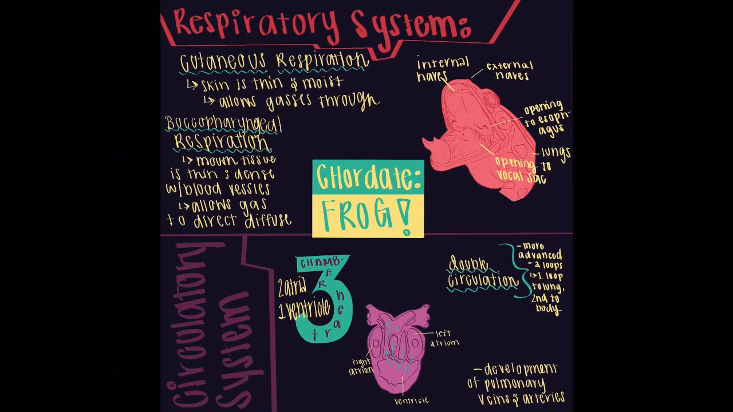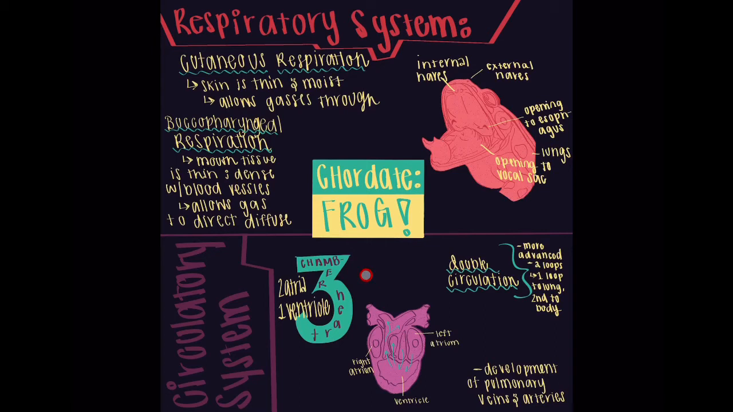Next up, chordates. I chose the amphibian frog. They also, as well as previous animals, use cutaneous respiration to obtain oxygen through their skin. However, they also use buccal respiration. So the mouth tissue is thin and dense with blood vessels, which allows for gas to directly diffuse. And they also inhale through their nares, which are basically nostrils.